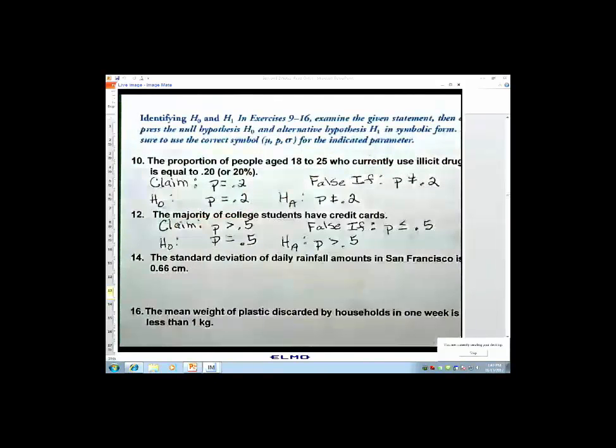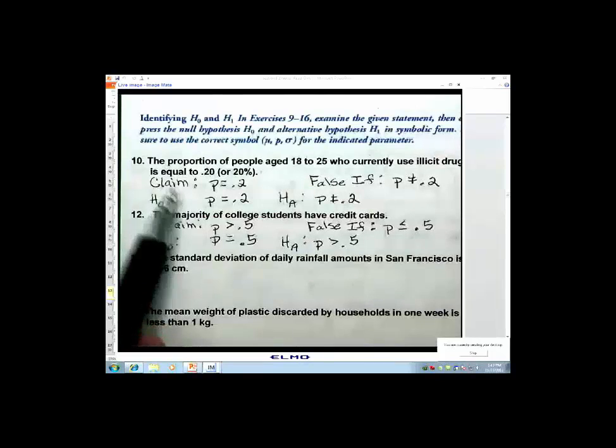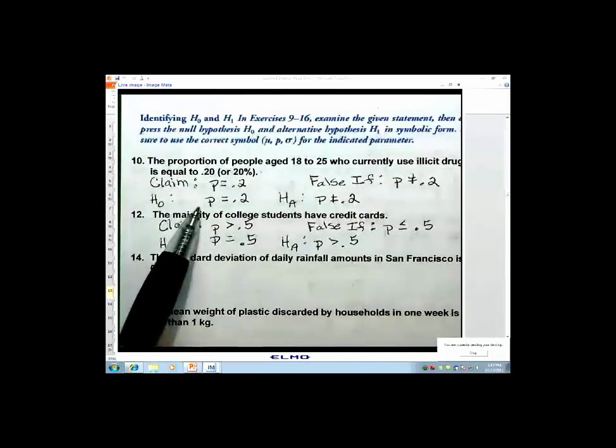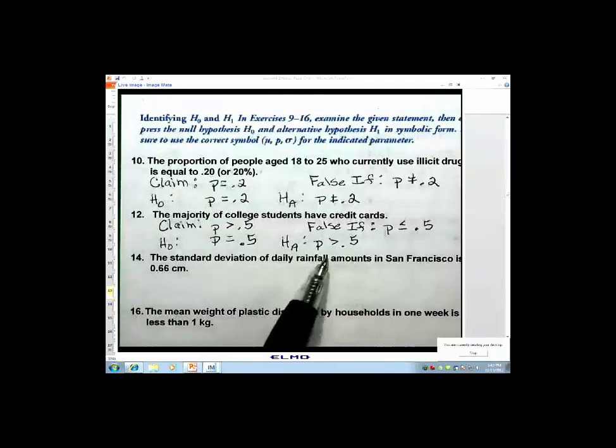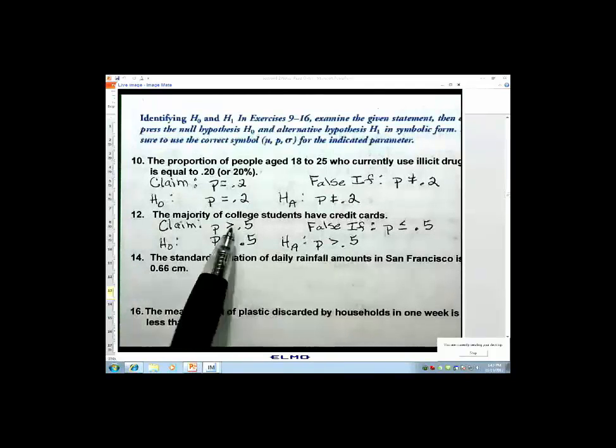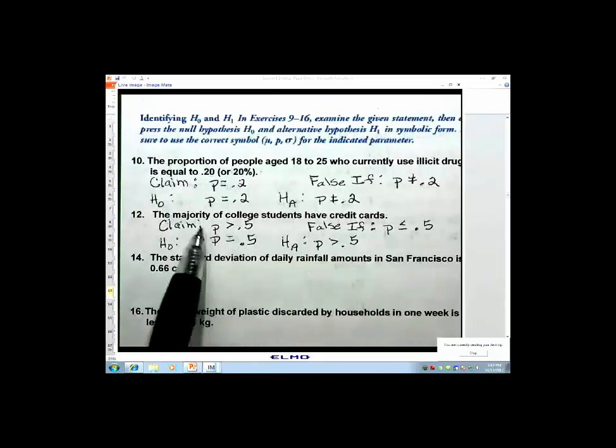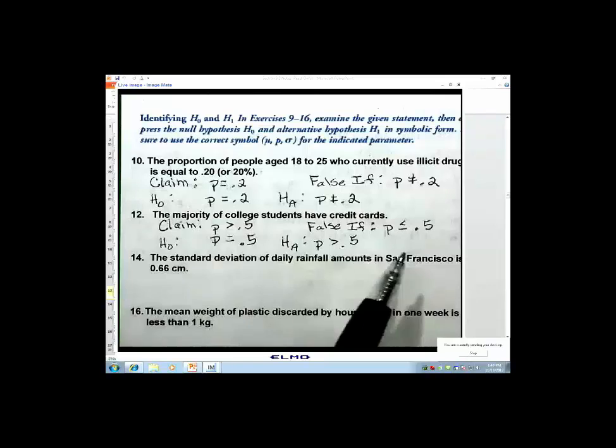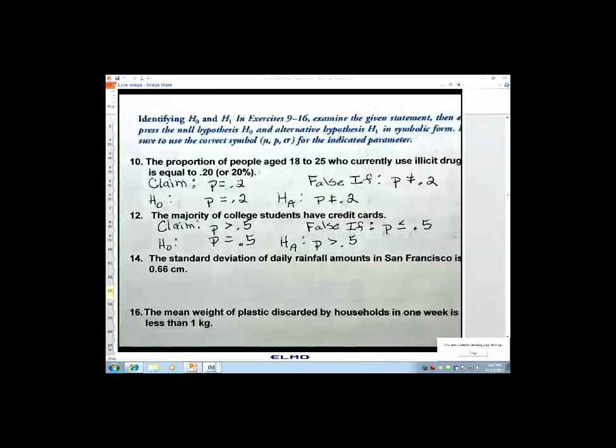Now notice that in number 10, the claim was the null hypothesis. In number 12, the claim is the alternative hypothesis. You can't memorize it that way. You have to write down the claim and its complement, and then stick with the rule. The one without the equals anywhere in it is the alternative, and plain old equals is the null.